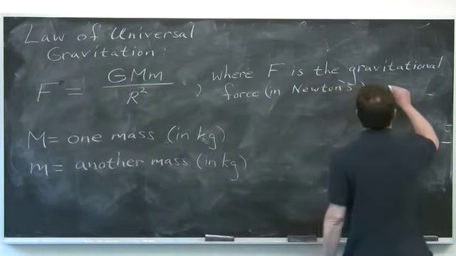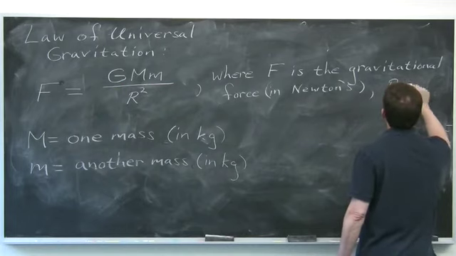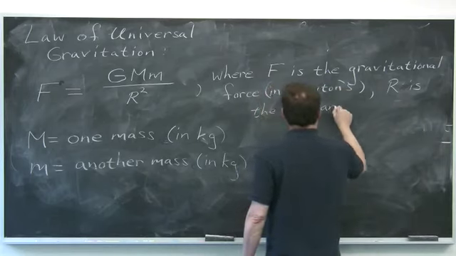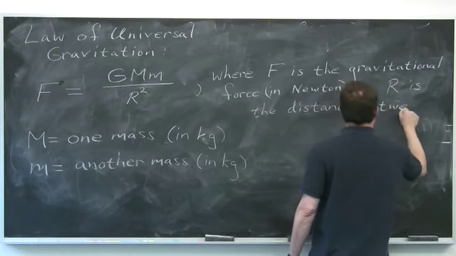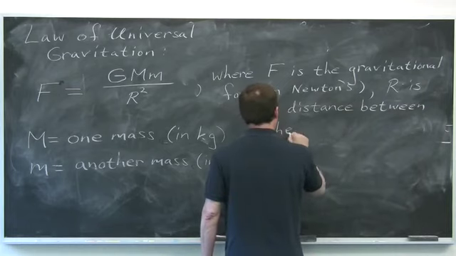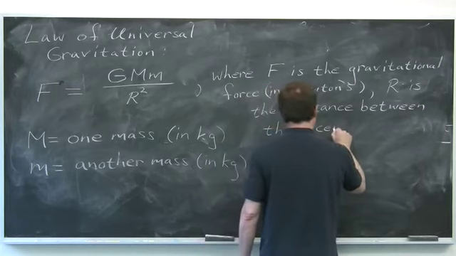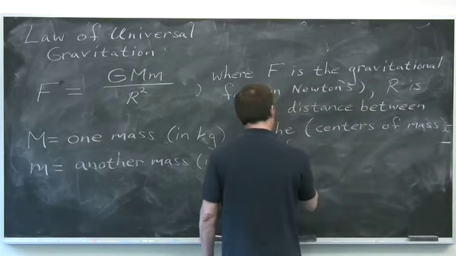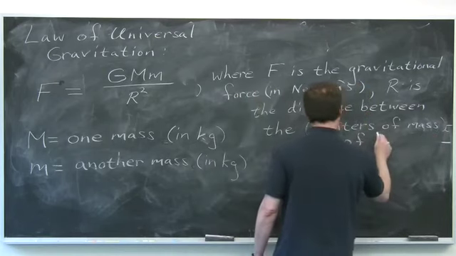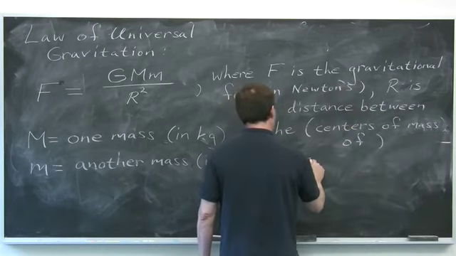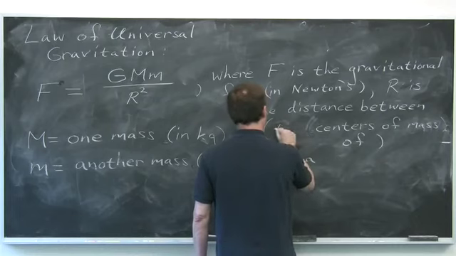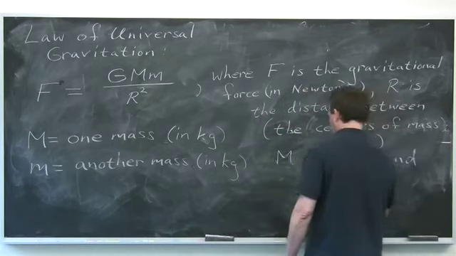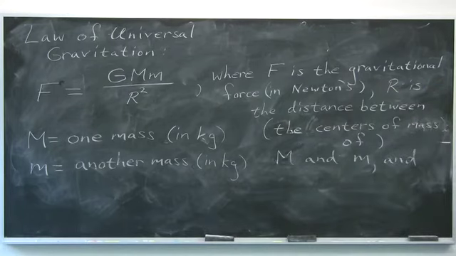So R, capital R, is the distance between the centers of mass of M and little m, and G is this universal gravitational constant.